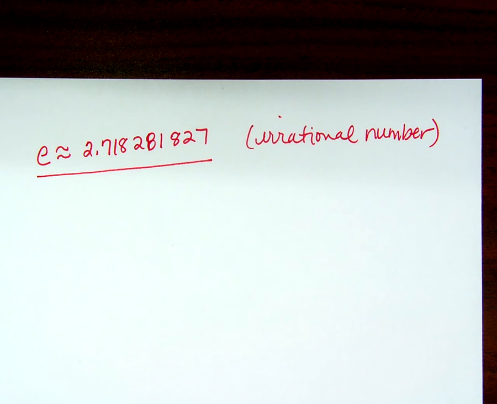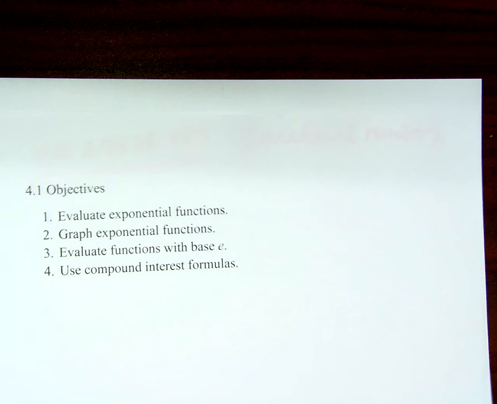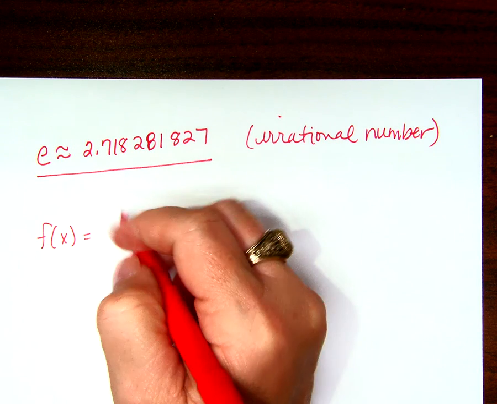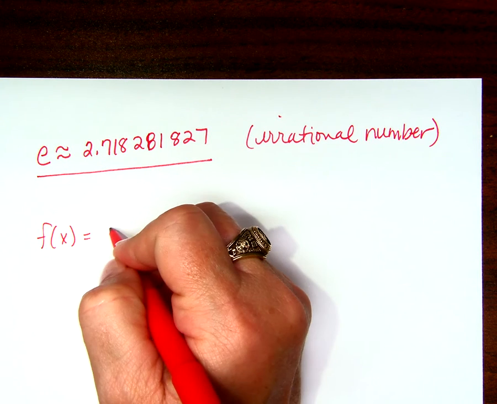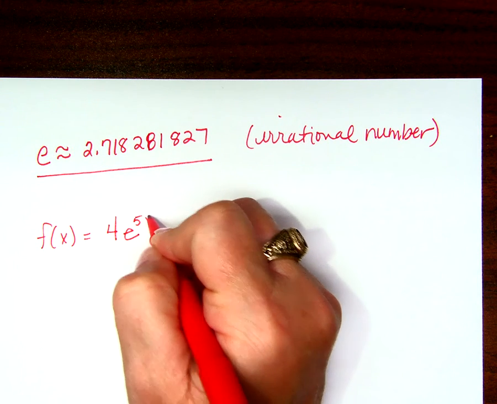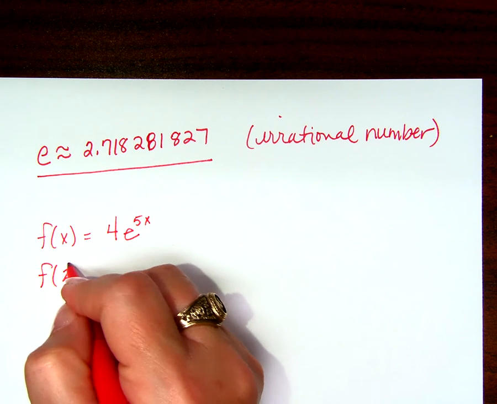Okay. It also is nice to have when we're talking about interest formulas, which we will talk about in just a minute. But basically, what we have to make sure to be able to do for our objectives today is evaluate functions with base e. So just like we did before, f of x, we said 2x plus 5. We could figure that out, right? Now we're saying 4e to the 5x. Can you evaluate that function if I say f is 2?